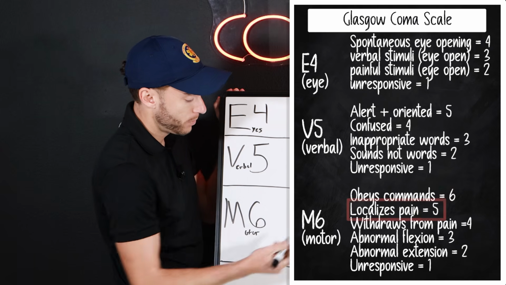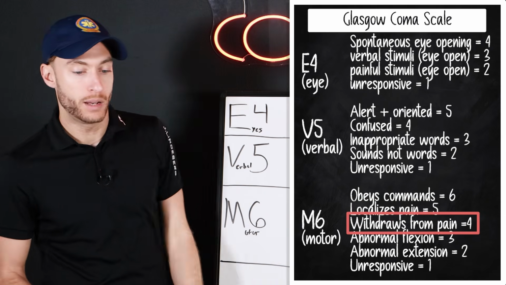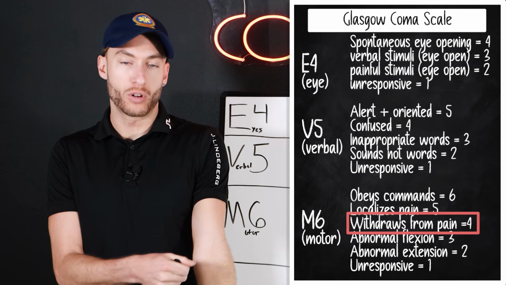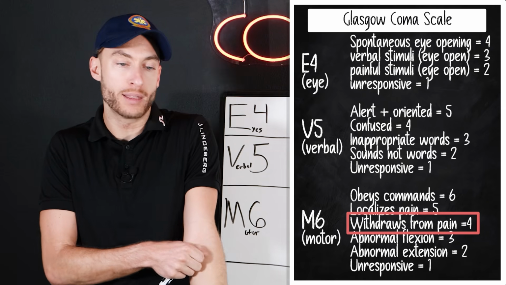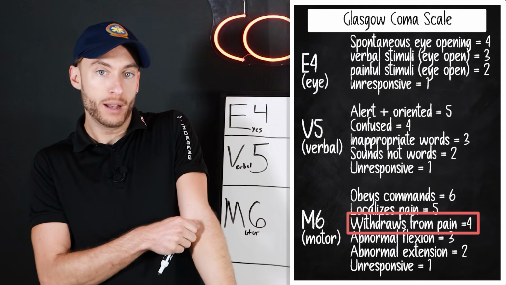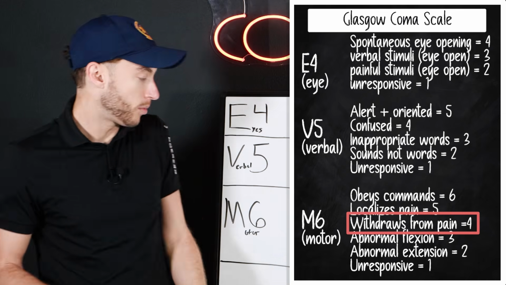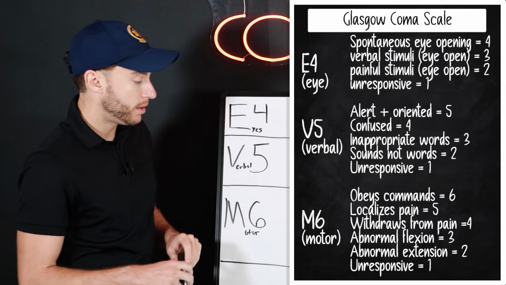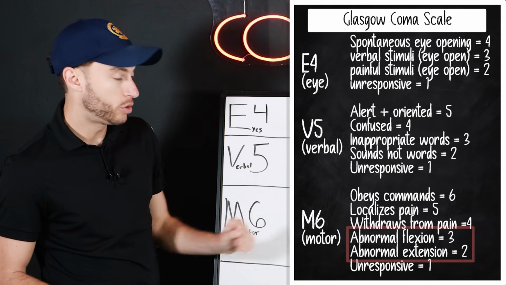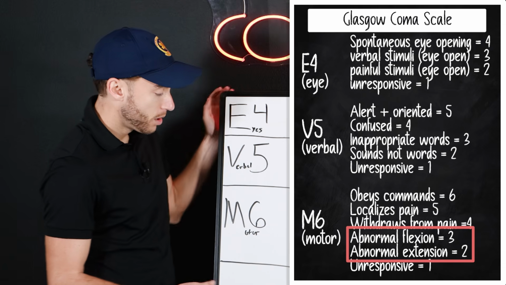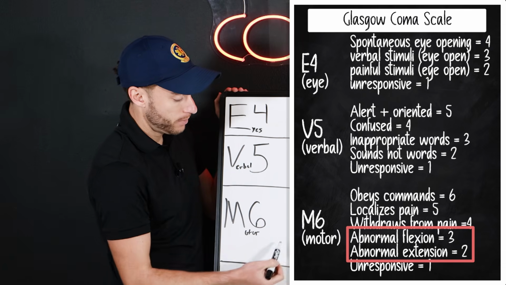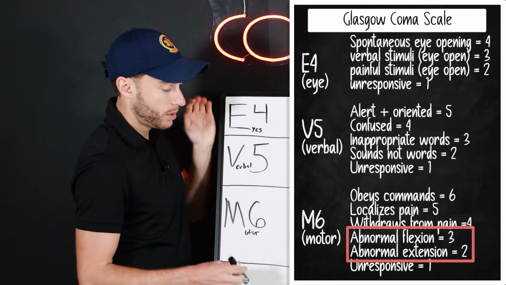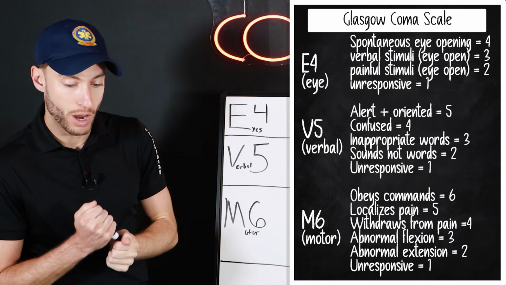Localizes pain. Withdrawal from pain would mean, let's say you were starting an IV in the patient and they started to pull away, they're withdrawing from the pain, so they can still sense that, right? But they're moving away from it. Withdrawal from pain. Now there's 2 fancy ones, if you will. Abnormal flexion and abnormal extension. Now here's the best way I can describe it to you.